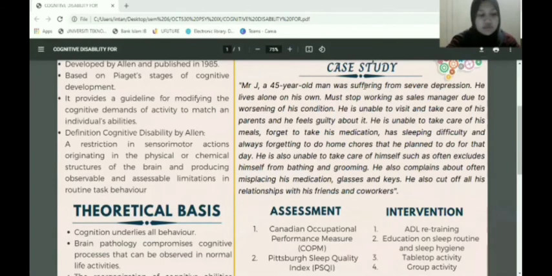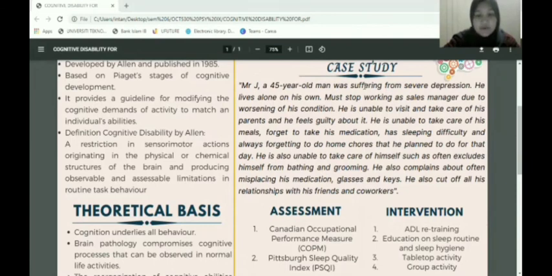Okay, next we will move to the intervention that we can carry out for Mr. J based on his problems identified from the case study and from the assessments. Okay, so the first problem that Mr. J is having is a problem in performing ADL and IADL independently, for example, in bathing, grooming, home chores, and also meal preparation.